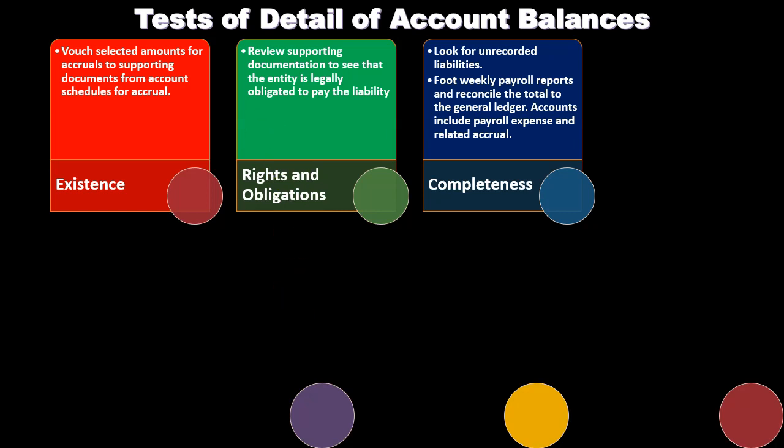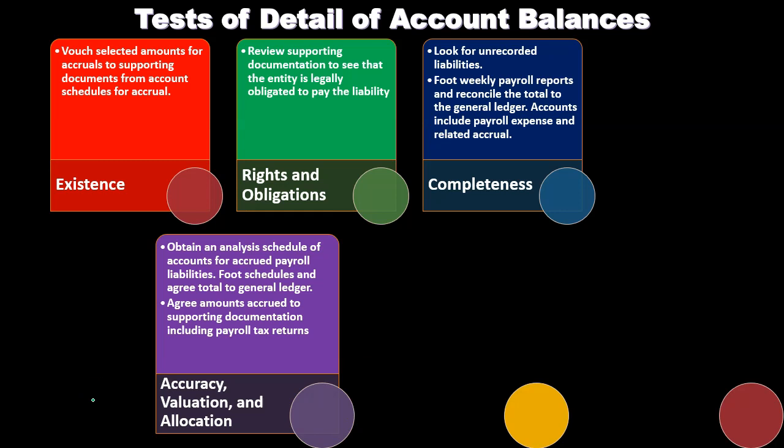Then we have the assertion of completeness. This is going to be more concerning to us with regards to the accruals. So when we consider accruals, we're going to be more concerned, of course, with completeness, because it's more likely, at least if it was an intentional means to look better, they would want to look better. How would you look better? You could remove some liabilities. So when we consider the liabilities, we're concerned with completeness. We're going to look for unrecorded liabilities. We could foot weekly payroll reports and reconcile the total to the general ledger. So we can look at the weekly reports. We can reconcile those amounts to the general ledger. Accounts include payroll expense and related accruals.